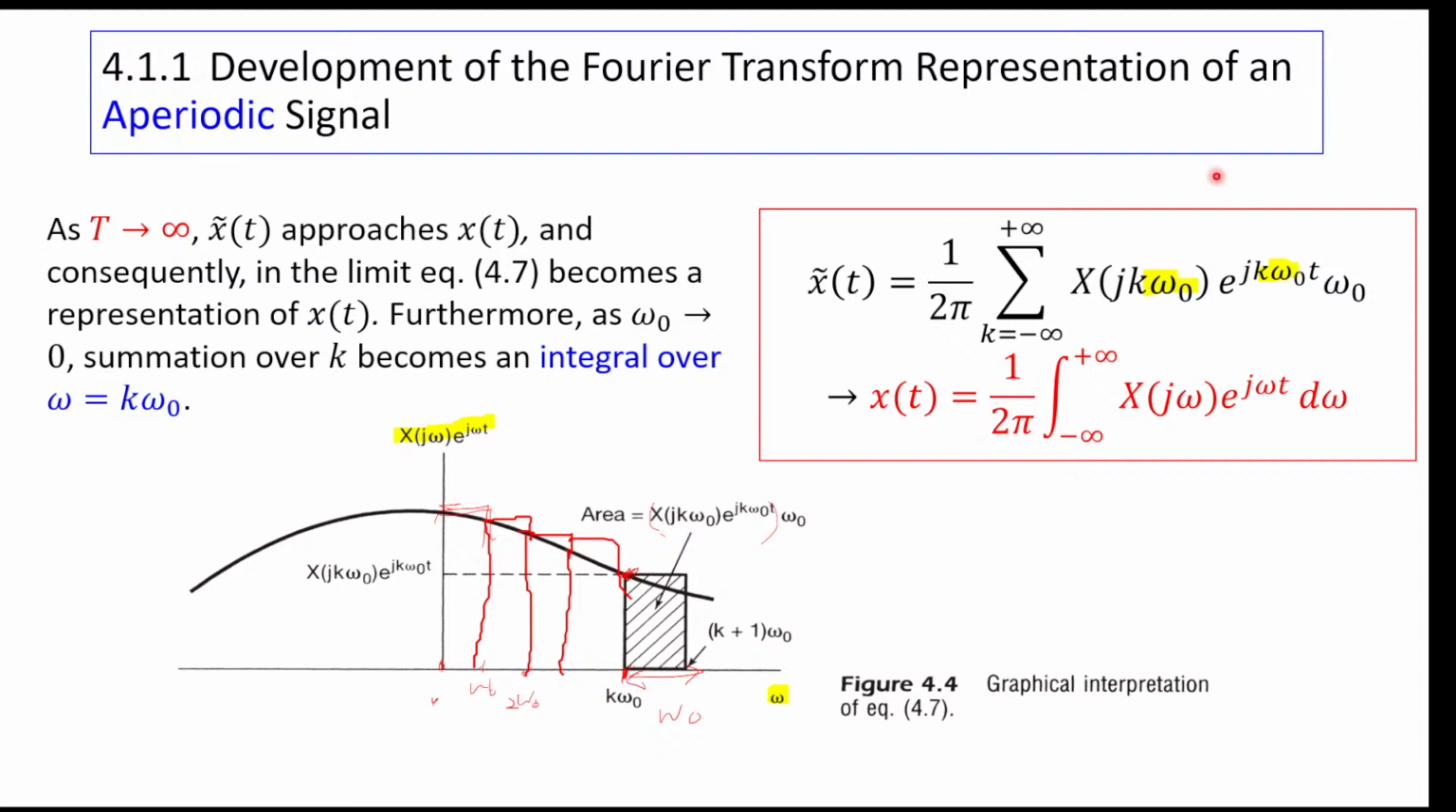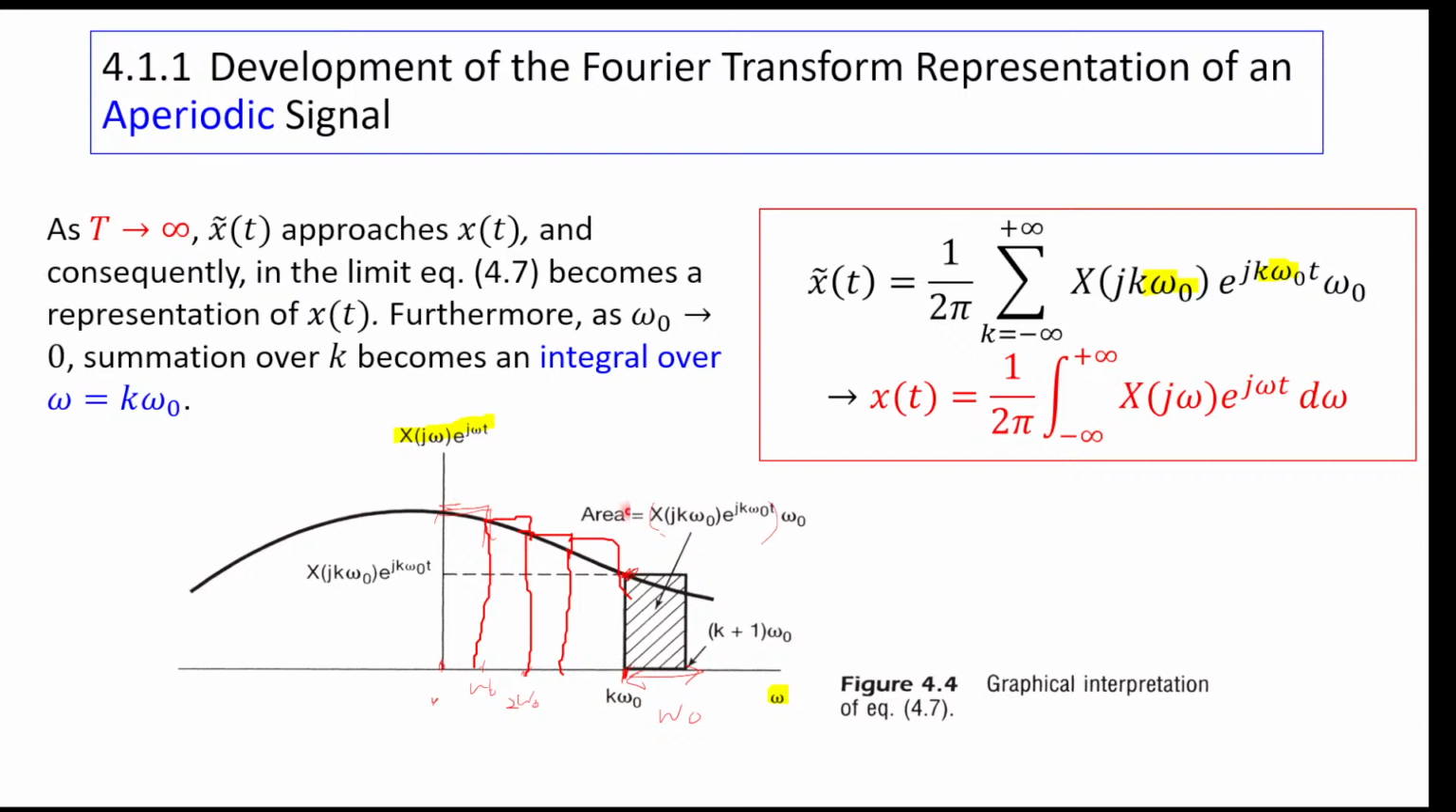That's because, first, all those k omega naught factors become just omega. We define k omega naught as omega. So this big X is big X of j omega, and this e to the jk omega naught t is e to the j omega t. And then this omega naught becomes d omega, because omega naught was the step at which you sample omega on this omega line.